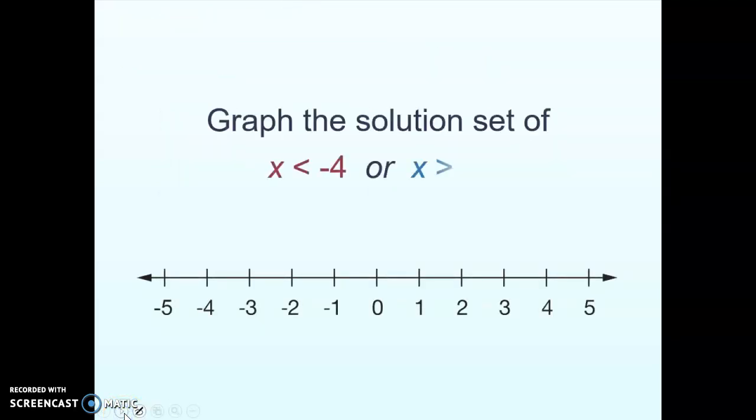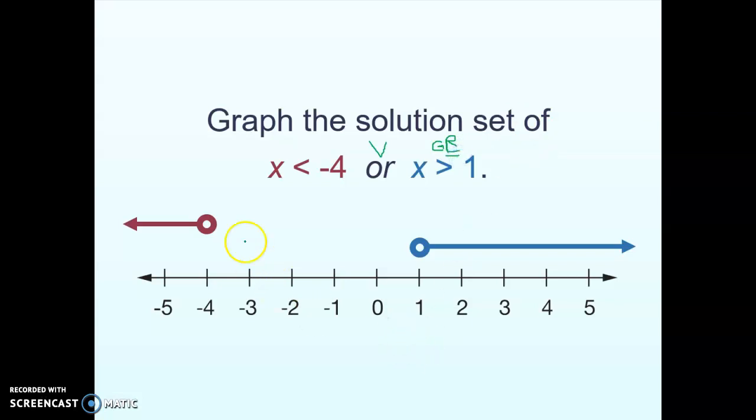So let's take a look at this number line. We're going to graph the solution set of x is less than -4 or x is greater than 1. Here's our symbol again. We're going to look for solutions that will work for either one or the other. Just like before, we're going to graph these two inequalities separately. So in red, we're going to see x is less than -4. Open circle at -4 and going to the left because less than goes to the left. And x is greater than 1. An open circle at 1. Greater has an R, which is going to help us remember it goes to the right. Our arrow goes to the right.